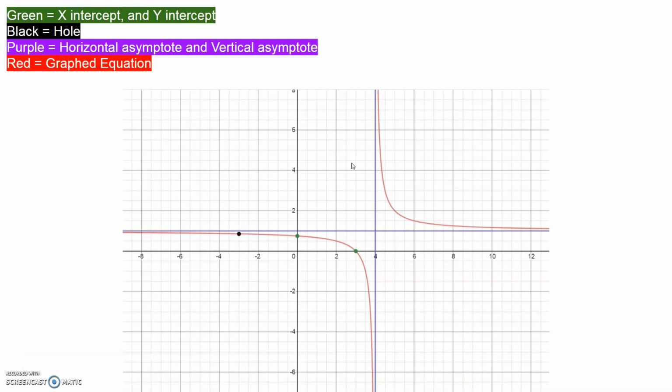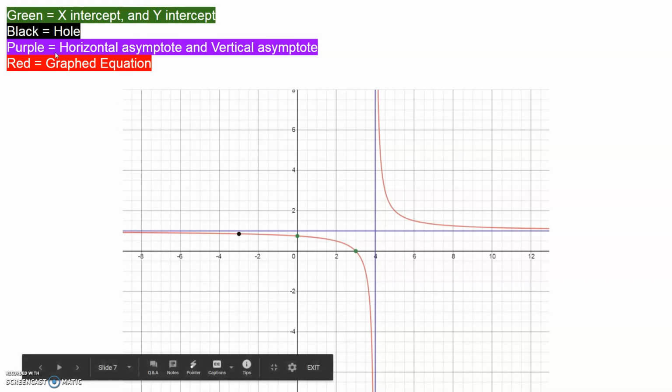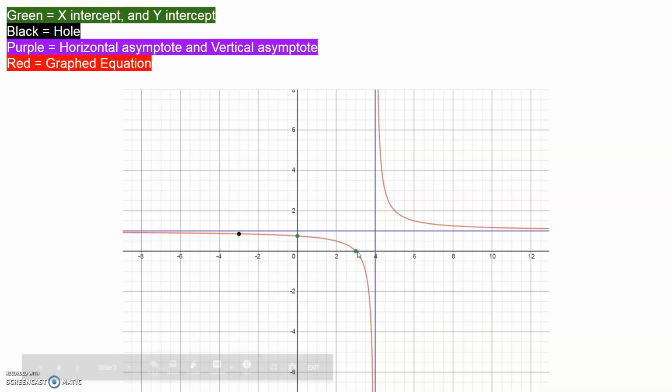This is my graph. These are the key features of this graph here. So the green points right here and right here are the x and y intercepts. This is the x-intercept at (3, 0), and this is the y-intercept at (0, 3/4). This black dot here is where the hole would be. The hole is at x equals -3.